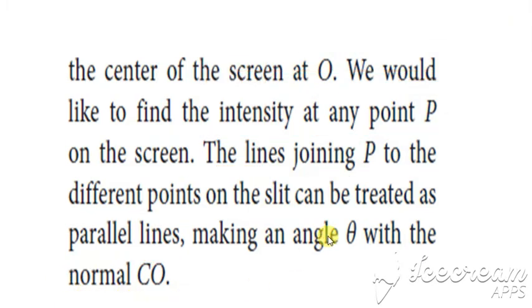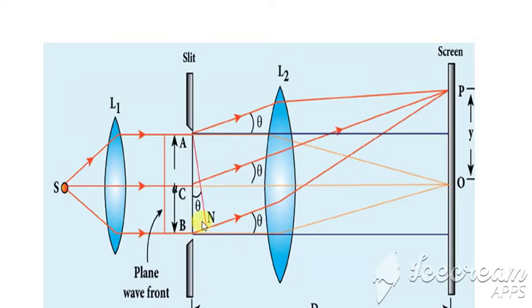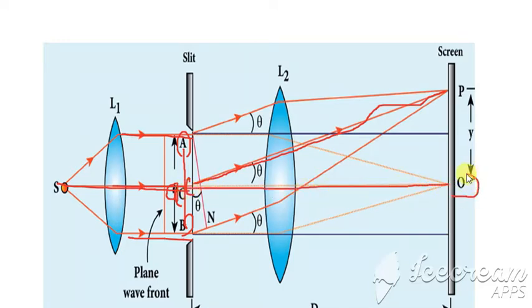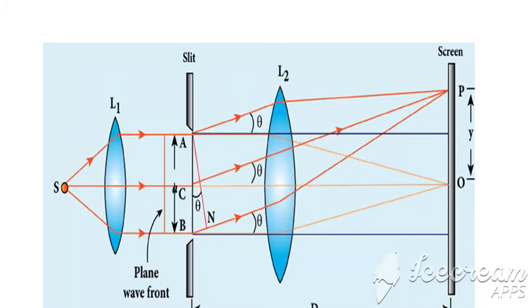Here is a diagram. This is a slit which has a width a, represented as AB, and a parallel beam is coming over here, with C as the center. From the center, the ray passing through the center of the screen is O. These are all the diffracted beams, and they make the angle theta. Here we are placing the two lenses L1 and L2.